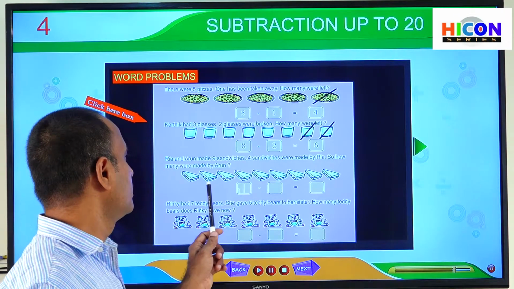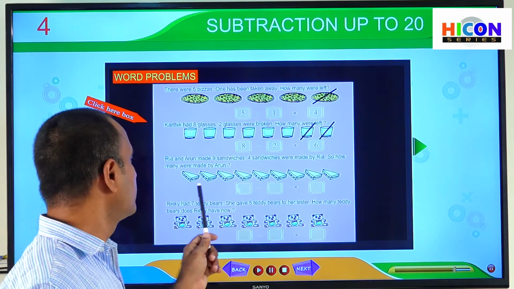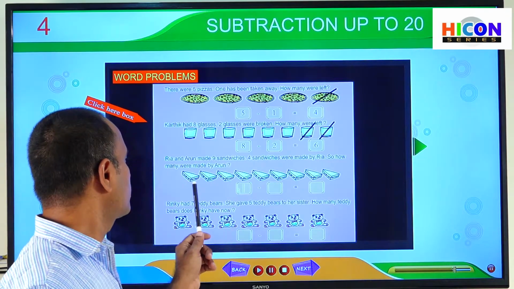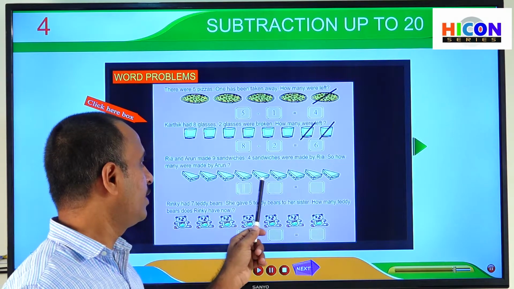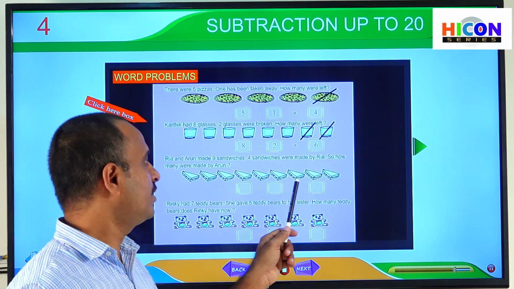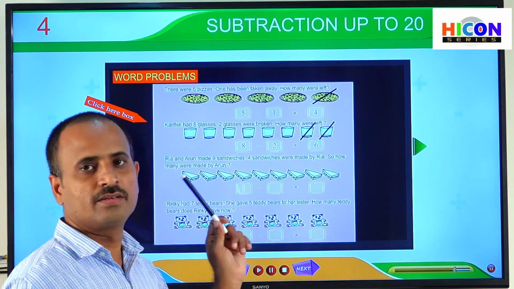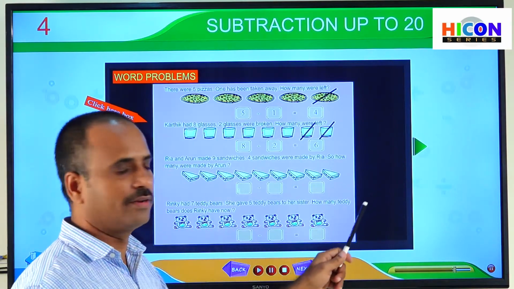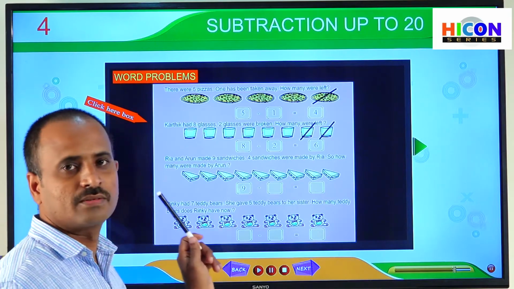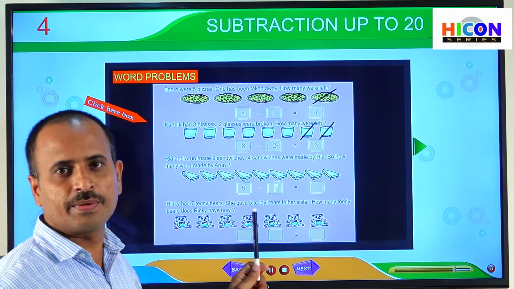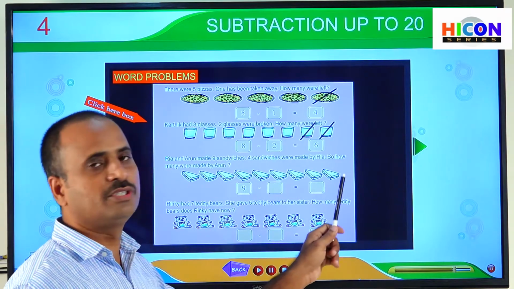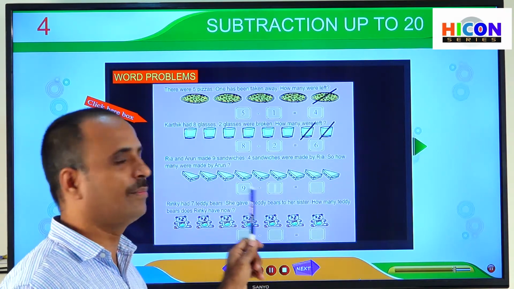You are observing some sandwiches. How many sandwiches are there total? So, let us count 1, 2, 3, 4, 5, 6, 7, 8 and 9. So, total number of sandwiches are 9. So, write 9 in this box. So, here the first number is 9. The first number always represents the total number of objects.